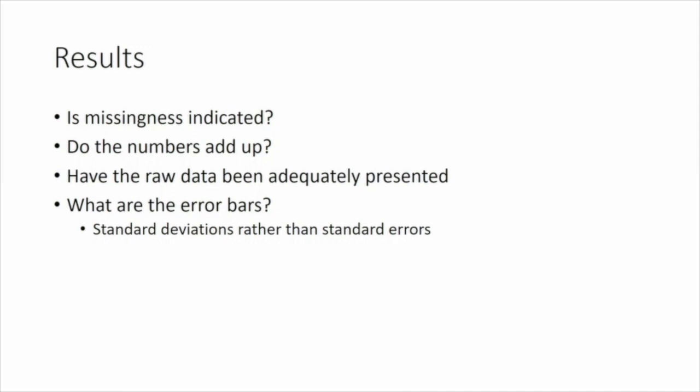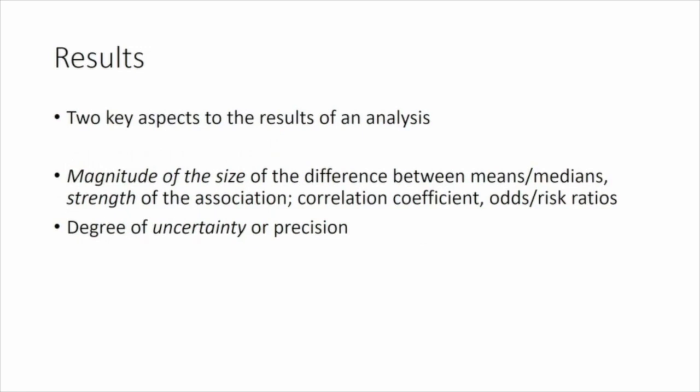You should see whether the raw data are adequately presented, and if there are error bars, what do the error bars actually mean? Now, when you're thinking about the results, certainly in clinical research, you've got to think there are two key aspects to the results of any analysis. There's the magnitude and the degree of uncertainty and precision.